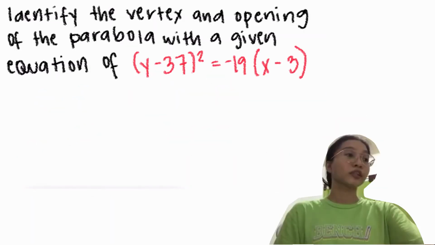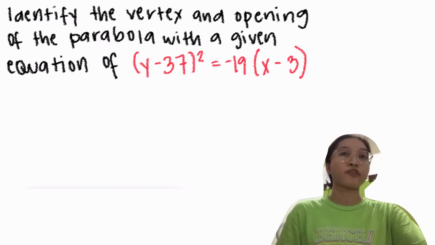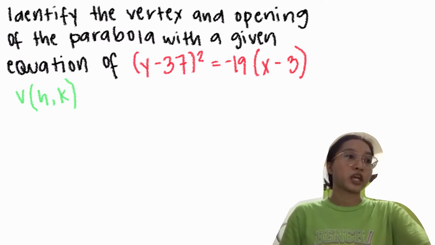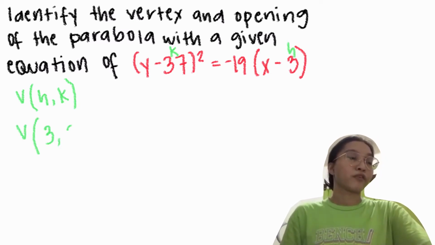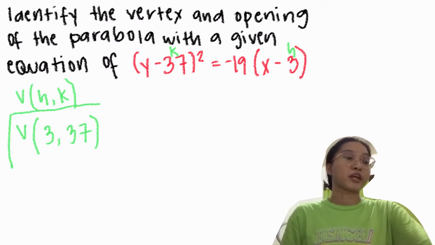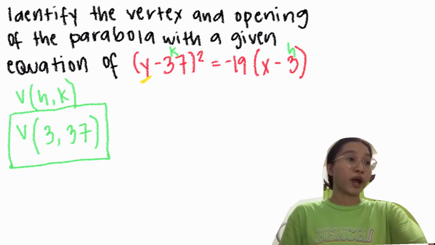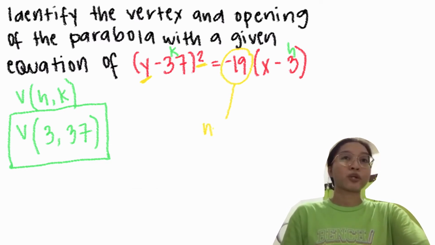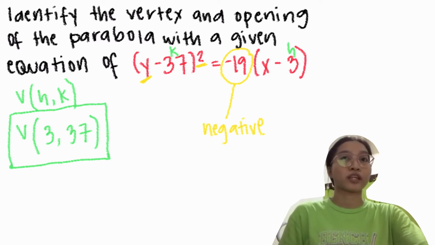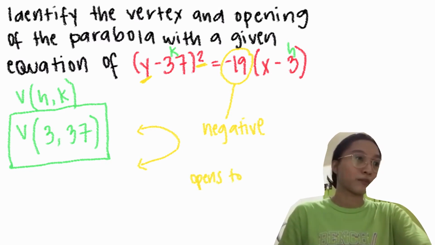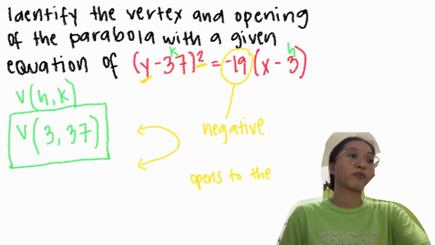Thank you. Now, to identify the vertex and opening of the parabola with a given equation of y minus 37 squared is equal to negative 19x minus 3. To find the vertex, we will use the formula of V open parenthesis h and k closed parenthesis, with positive 37 as k and positive 3 as h. Now, V is 3 and 37, and this will be the vertex of this parabola. So now, to define the opening of this parabola, the given equation y minus 37 squared is equal to negative 19x minus 3, with the number of negative 19 in the x area, make this equation negative. Does this make the opening of this parabola a parabola that opens to the left?